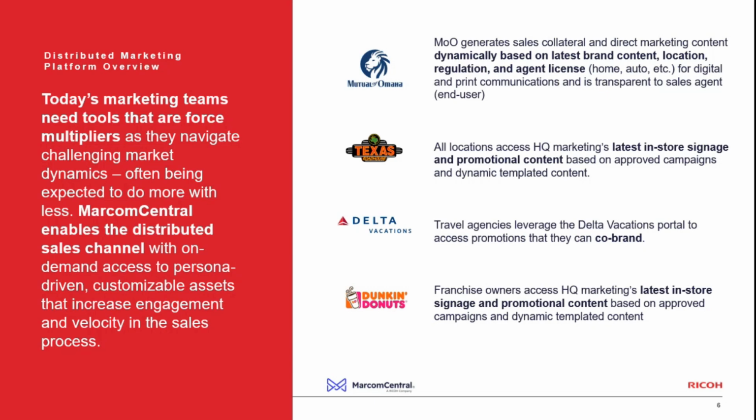And then Delta Vacations, co-branding. So Delta Vacations sells vacation packages through travel agencies. So the travel agencies get to co-brand those packages with the travel agency's logo and the Delta Vacations logo. And then we have Dunkin' Donuts. Think of all the different locations that Dunkin' Donuts has. How do you get the content into all those different locations in a mechanized and easy manner? Well, MarcomCentral. Dunkin' Donuts is another one that's been using Marcom for many, many years.